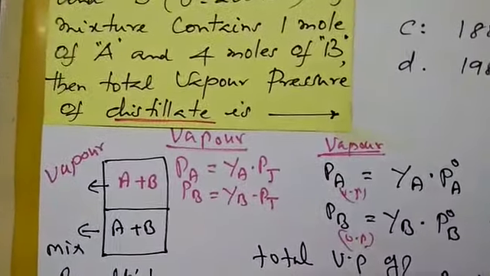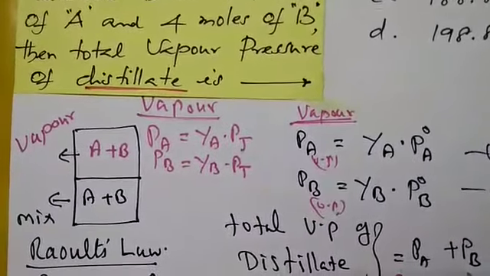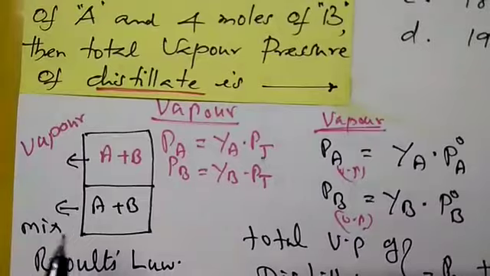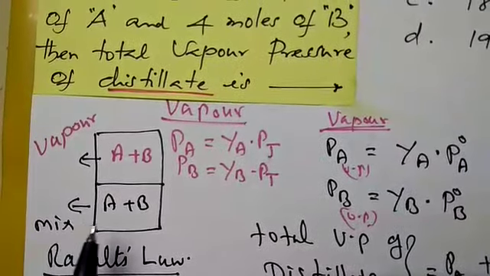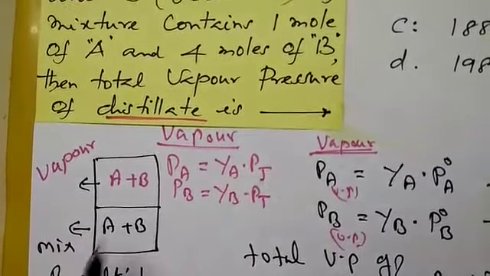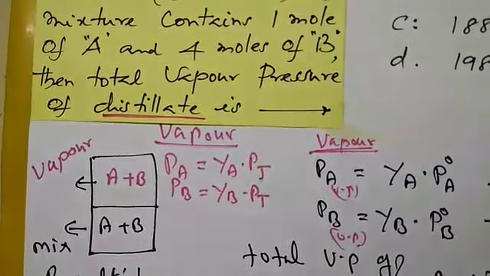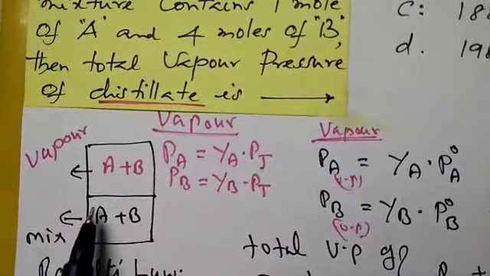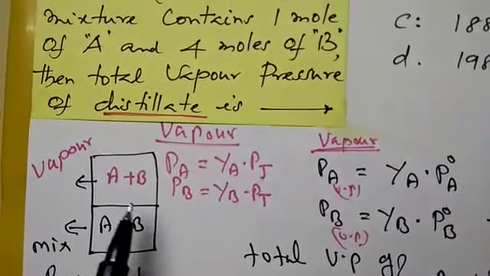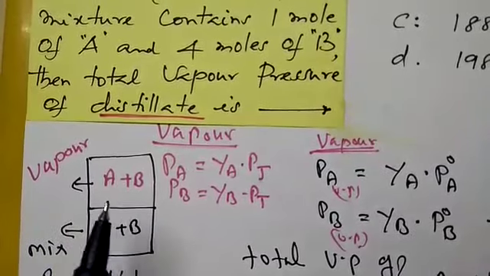Okay, now let us see the plan. Here this is the container which contains the mixture of A and B, with A being 1 mole and B being 4 moles. The details will come afterwards, and now I will give the theory part. So this is the mixture in the liquid state in the closed container, and this is the vapor state.